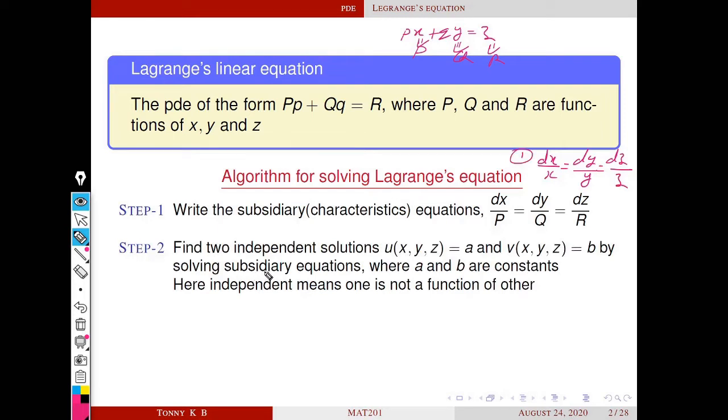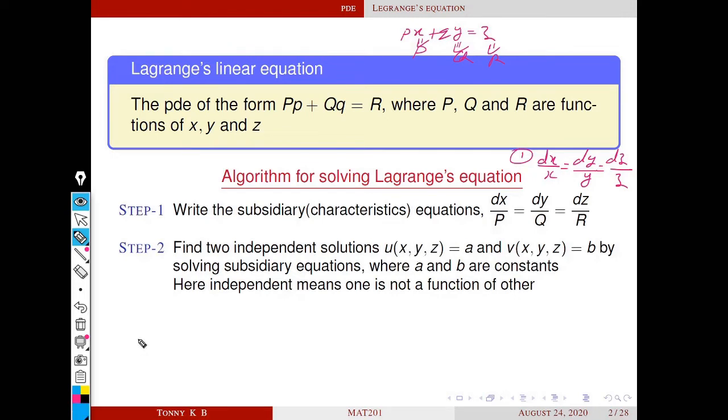Step 2. Find two independent solutions u equal to a, where u is a function of x, y, z, and v equal to b by solving these subsidiary equations, where a and b are constants. And one more thing here, independent means one solution, this u or v, is not a function of the other. Okay, one of them is not a function of the other.